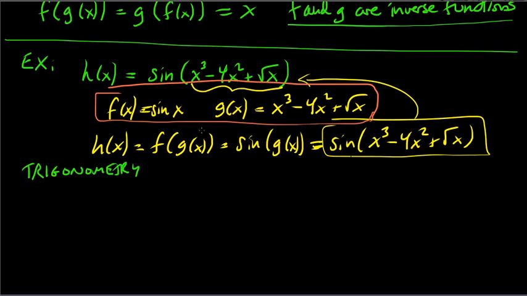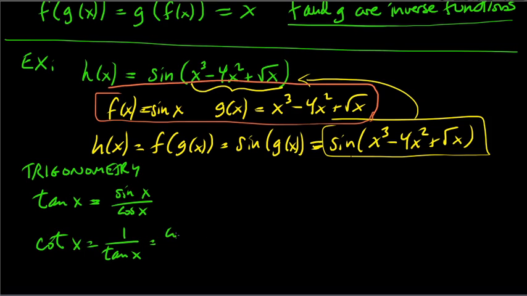So you should know your sines and cosines. You should also know that tangent is just sine divided by cosine. You should know that cotangent is 1 over tangent, the reciprocal of tangent, which is cosine over sine. You should know that secant is 1 over cosine, and cosecant is 1 over sine.